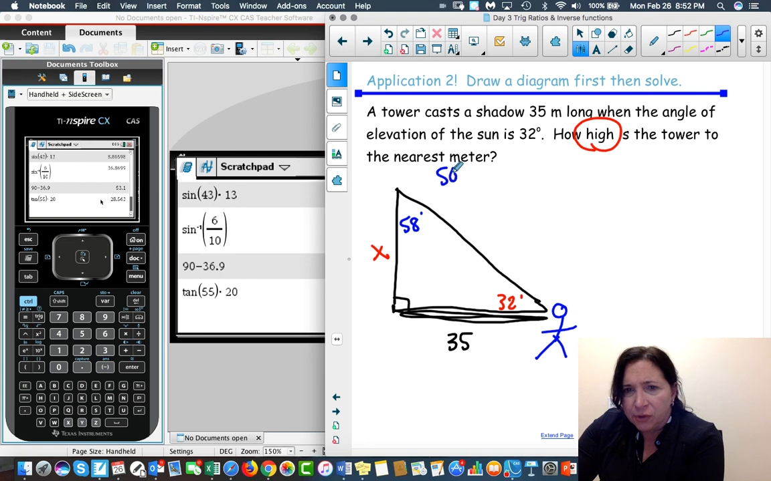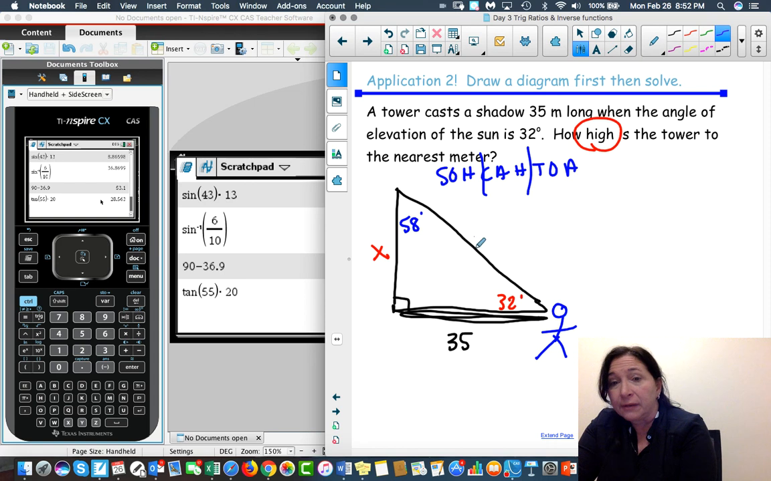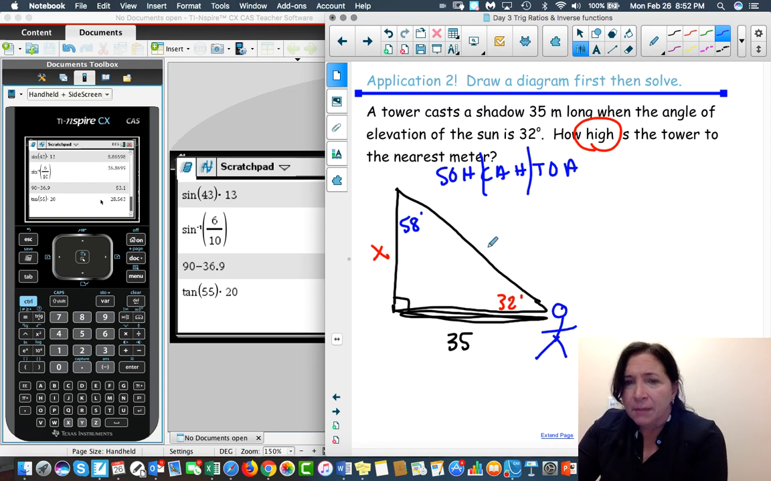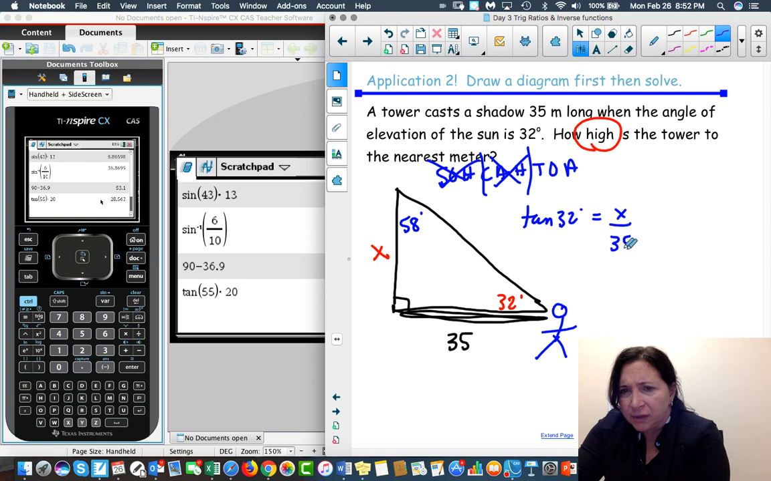So if you remember your SOHCAHTOA, anything that uses the hypotenuse, and because they didn't ask me for, let's say, my line of sight, all right, I'm not going to look for the hypotenuse. I'm not using sine. I'm not using cosine because they both use the hypotenuse. I'm going to use tangent. So I'm going to go tangent of 32 degrees is equal to the opposite side over the adjacent, okay? That's from here, the opposite side over the adjacent, okay?